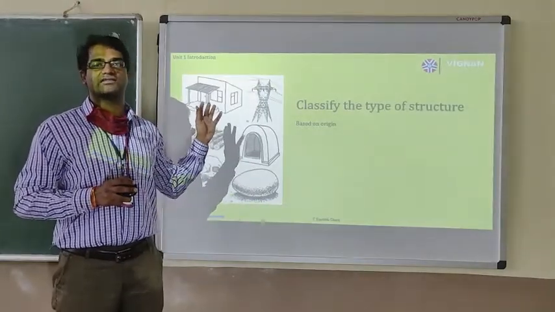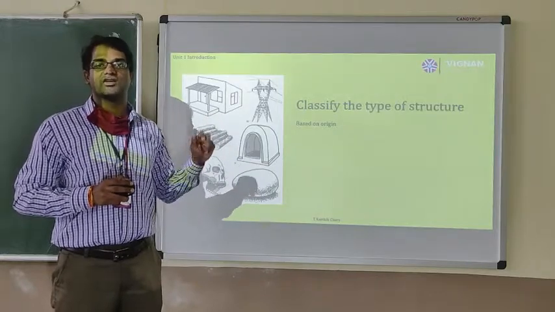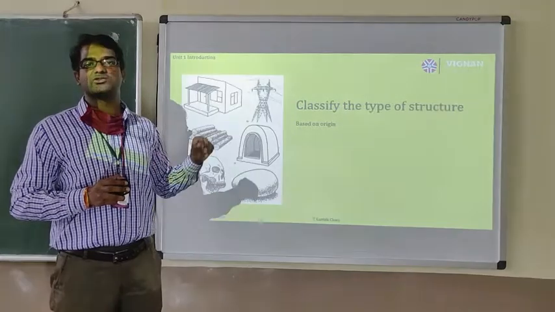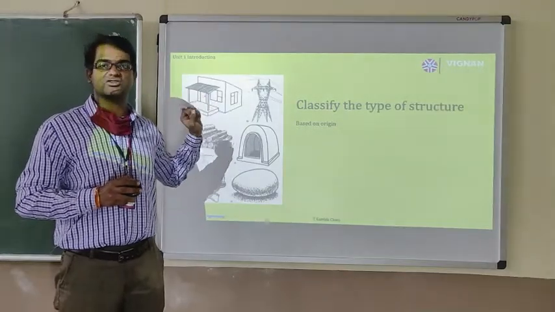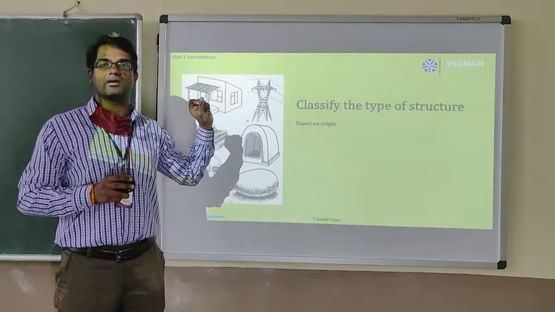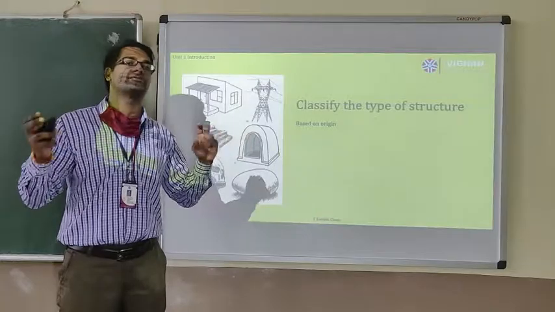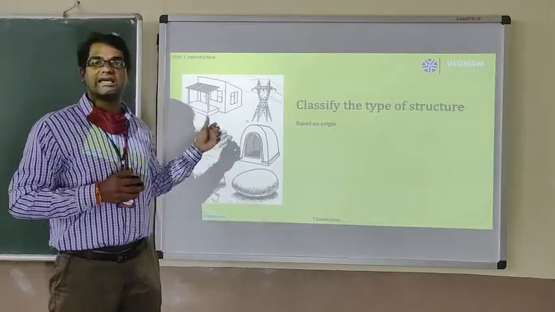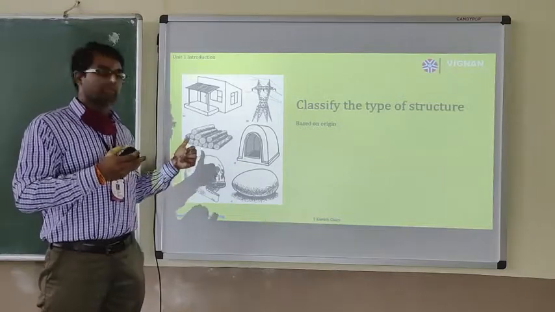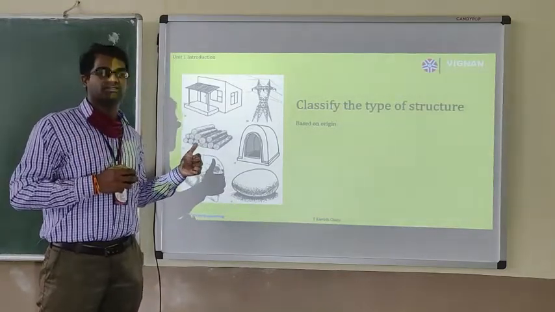You can see in the figure you have 6 figures A, B, C, D, E, F, right? You just need to classify the type of the structure. The first figure A is a man-made structure. B is an electrical transmission tower, which is used to transmit power from one point to another point. It is also a man-made structure. C is wooden logs, which are available directly from the forest. It is a natural structure.